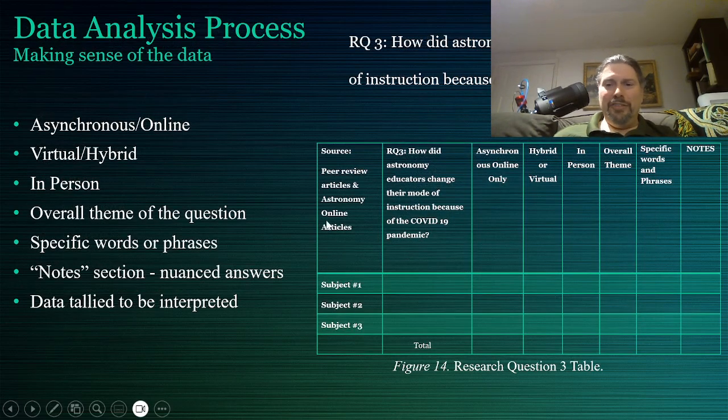And now here's basically the whole spreadsheet example. Did they do asynchronous online only? Did they do a hybrid or virtual scenario? Did they do anything in person? Again, the theme, words, phrases, and notes. Then all that data is tallied and interpreted to see how eager they were to make these changes.